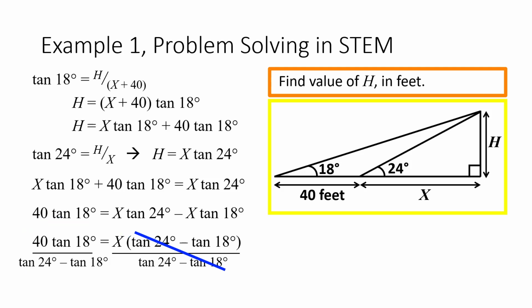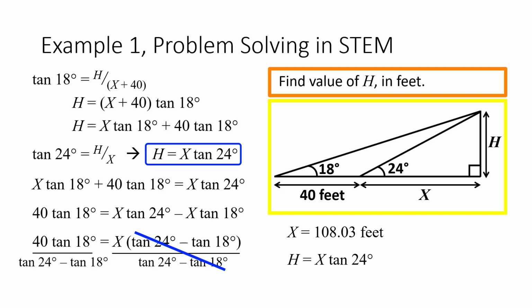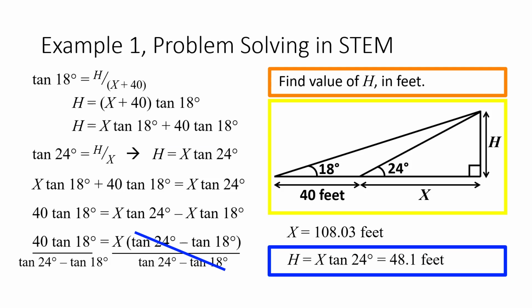Making sure the calculator is in degree mode, we get 108.03. The tangents are unitless and the 40 was in feet, so our result is in feet. Now we know x. But sadly, that is not what we were looking for. We were trying to find the height of the tower in feet, which is h. We recall that h equals x times the tangent of 24 degrees, so we get h equals 48.1 feet.